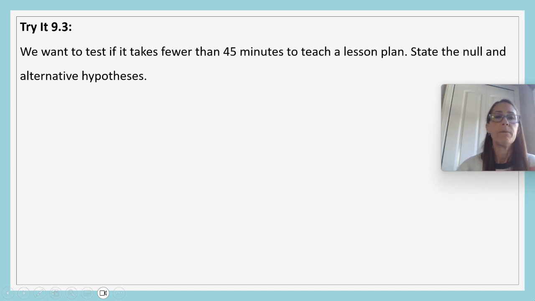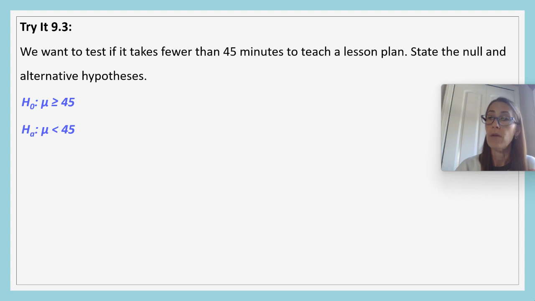Try it 9.3. We want to test if it takes fewer than 45 minutes to teach a lesson plan. State the null and alternative hypotheses. So we're going to test if it takes fewer than 45 minutes. What does fewer mean? It means less than. So in this case, our null hypothesis is going to be our mean mu is greater than or equal to 45, because our alternative hypothesis is that our mean is less than 45.